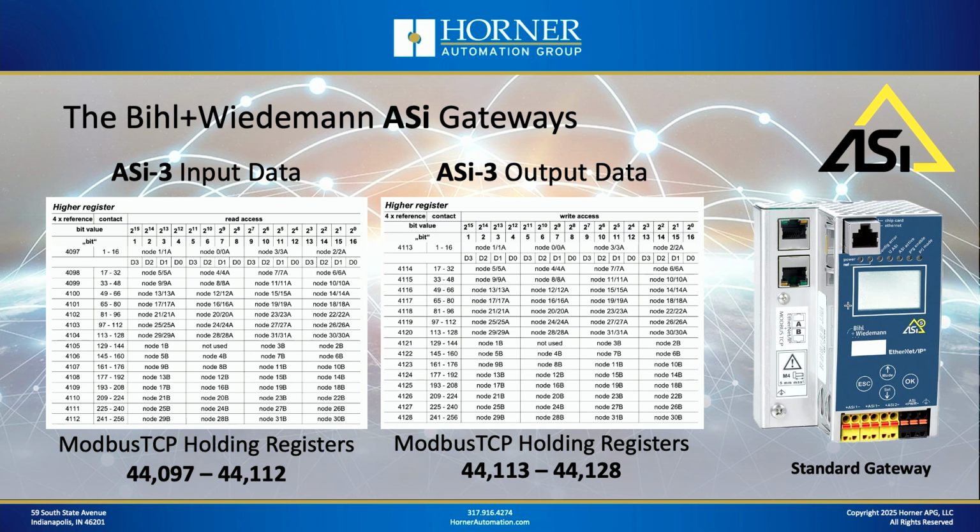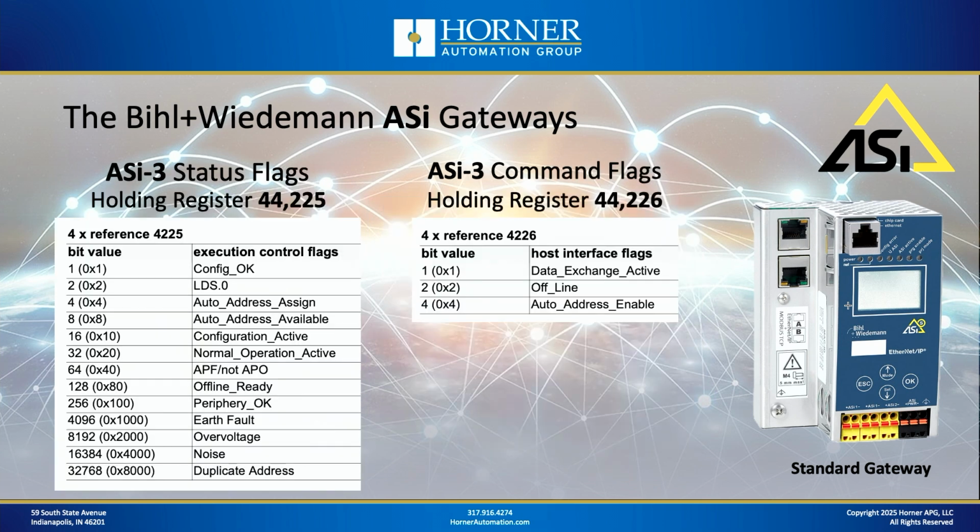When using Modbus TCP with the Horner OCS all-in-one controller and the Bihl Wiedemann gateways, there's a simple data map of all the ASi input data. Remember, every node on the network has 4 bits of input data. And then there's also an easy way of interfacing with the 4 bits of output data that each slave also provides. So they're both just mapped to Modbus TCP holding registers. You can see the ranges there at the bottom of the screen for the input data. And then in the middle of the screen at the bottom, you can see the holding register range for the output data. Really straightforward. Also, there is some status information available as well as some command information available through the Modbus TCP interface. And I've got those holding registers identified there on the screen as well.